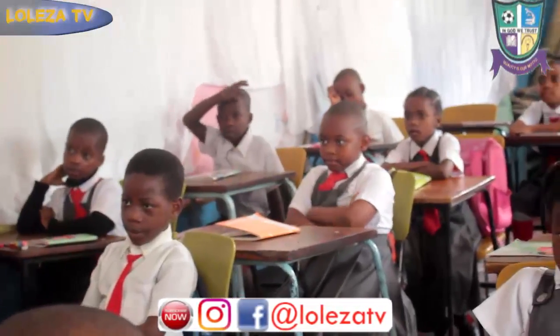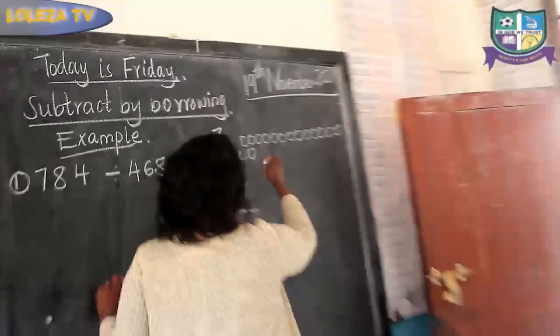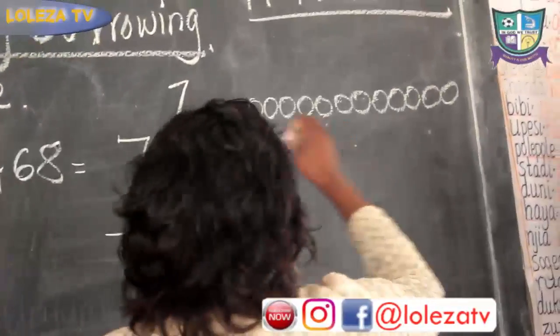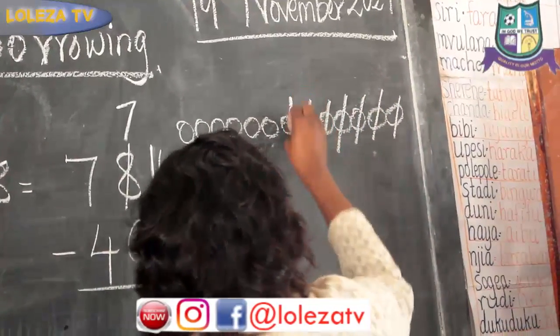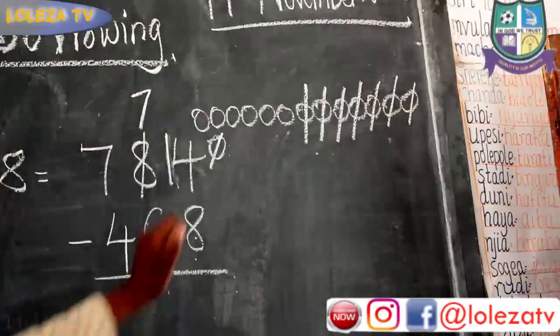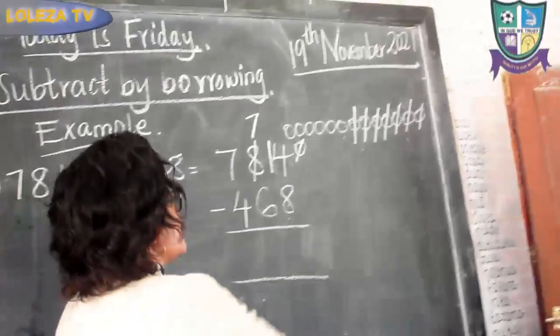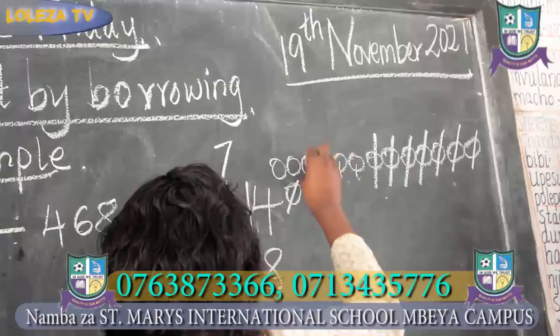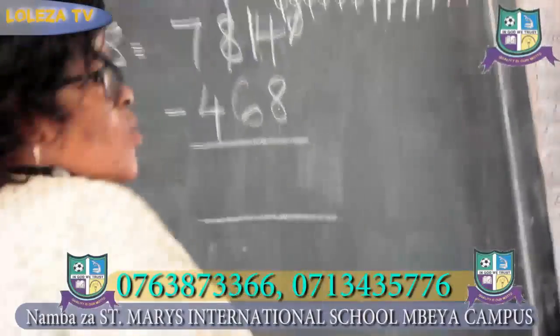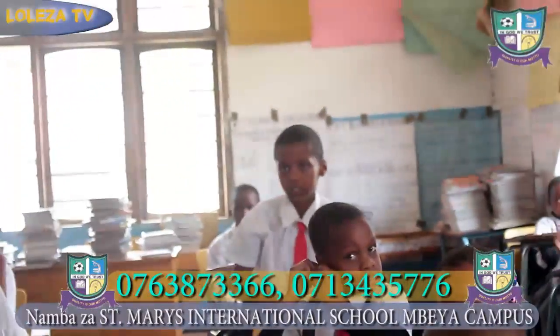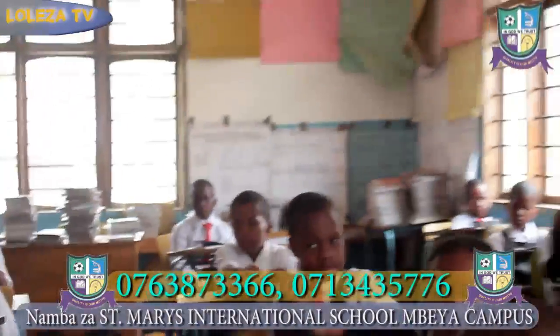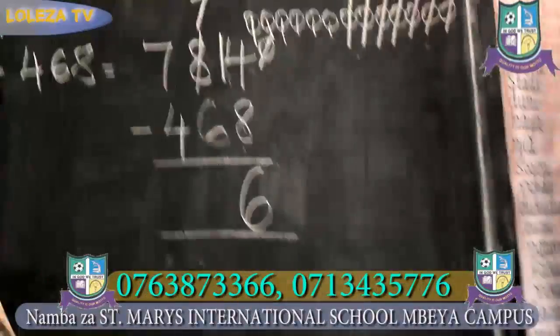Is it true that we are going to cut 8 balls, someone? Yes. Priska is correct. Now we are going to cut 8 balls. Let us count 8 balls. 1, 2, 3, 4, 5, 6, 7, 8. After cutting 8 balls, count the remaining balls. Let us count together. 1, 2, 3, 4, 5, 6. Yes. Where are we going to write 6? Charles. We are going to write 6 under number 8. I write 6 here. Am I correct?